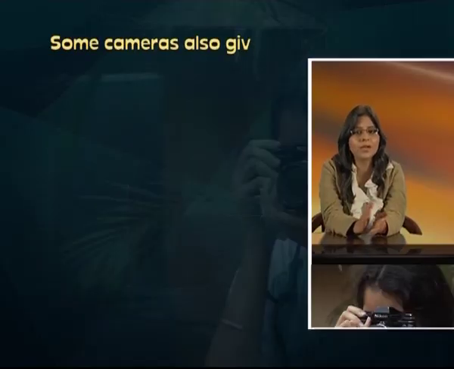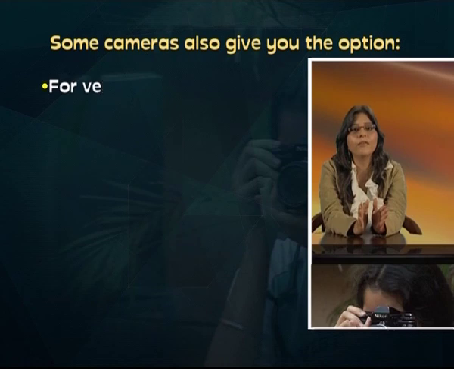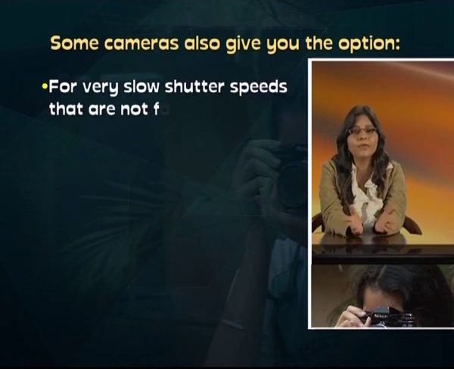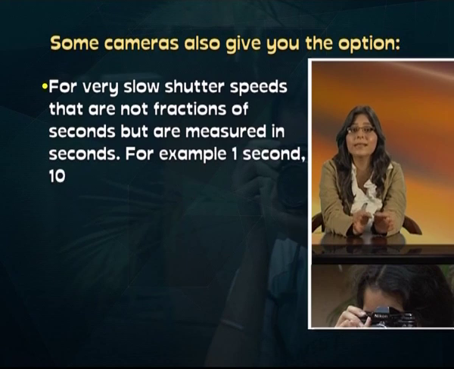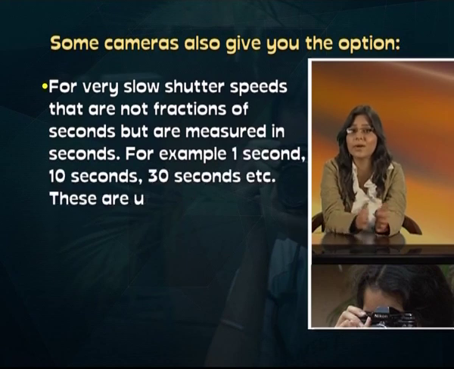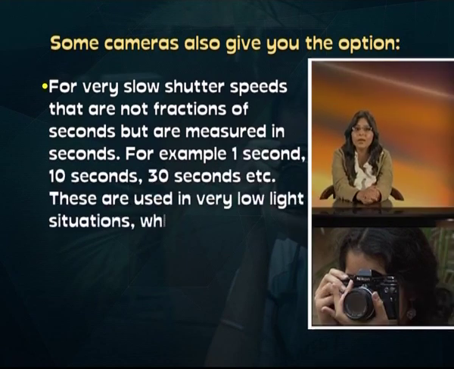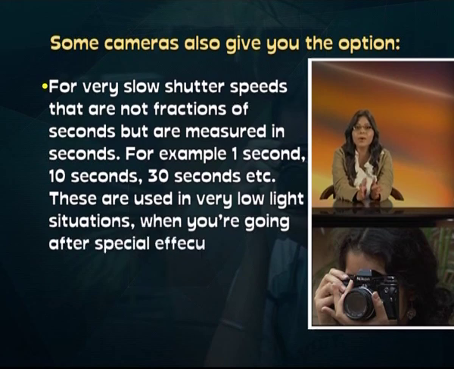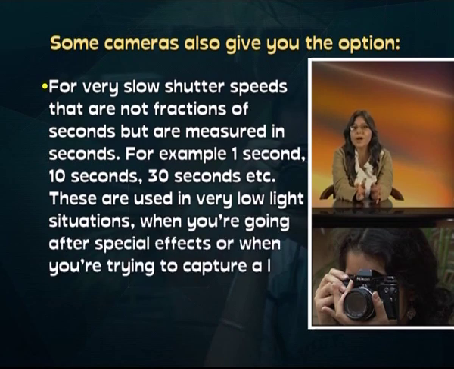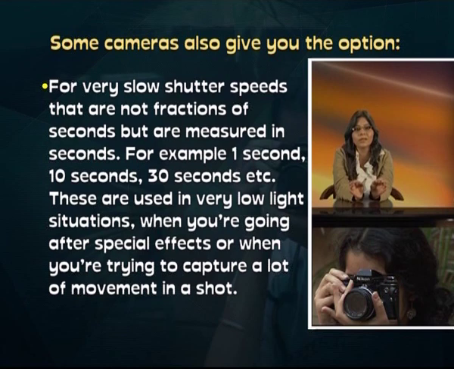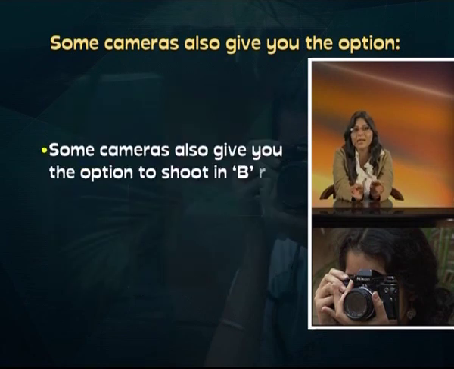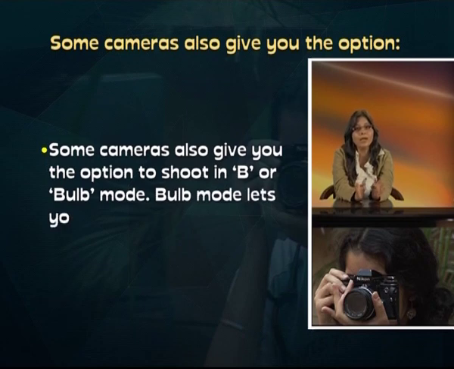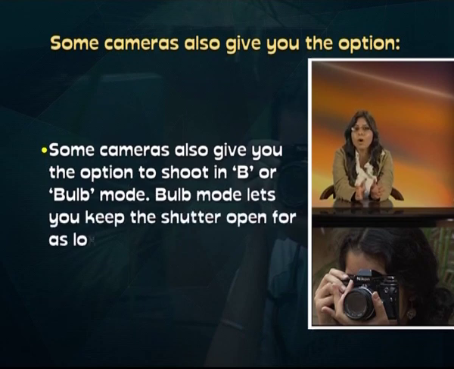Some cameras also give you the option for very slow shutter speeds that are not fractions of seconds but are measured in seconds, for example 1 second, 10 seconds, 30 seconds, etc. These are used in very low light situations. When you are going after special effects or when you are trying to capture a lot of movement in the shot, some cameras also give you the option to shoot in B or bulb mode. Bulb mode lets you keep the shutter open for as long as you hold it down.